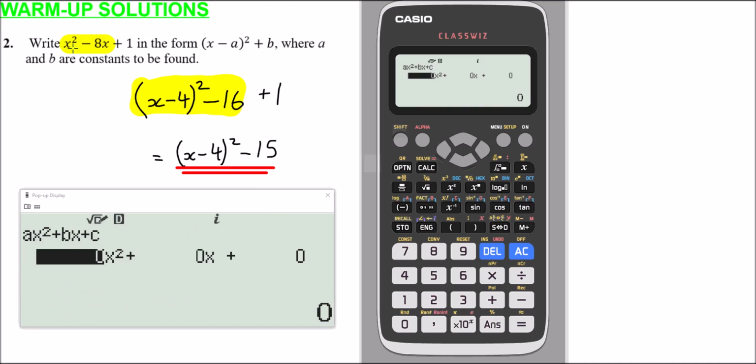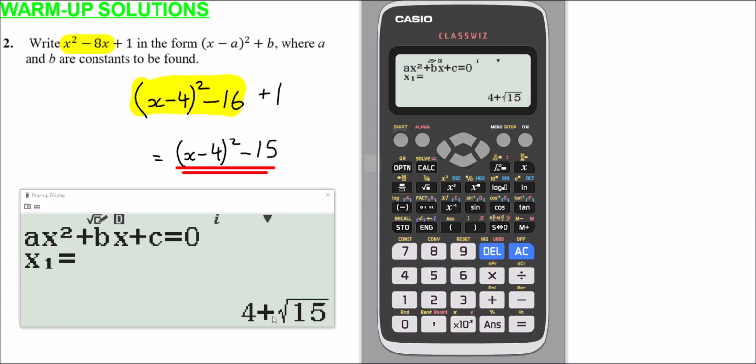Then we type in, we've got only 1x squared, so type in 1, minus 8 for the coefficient of x, and the constant term is just plus 1. Press equals and equals again. These are the roots. These are useful if you're trying to factorise it. We're not, we're completing the square. So we toggle past x1 and x2.